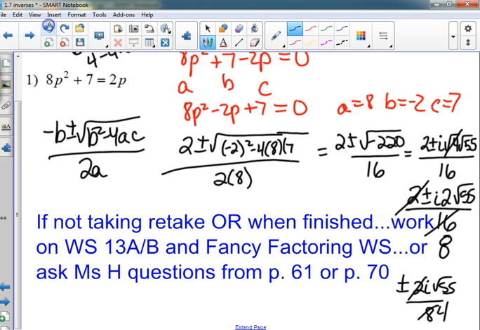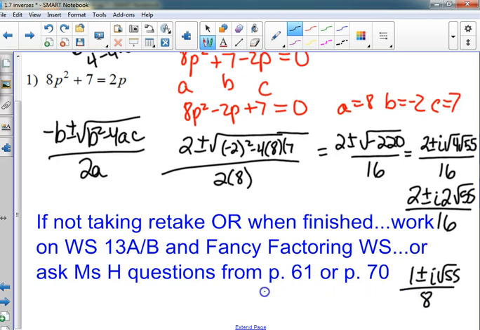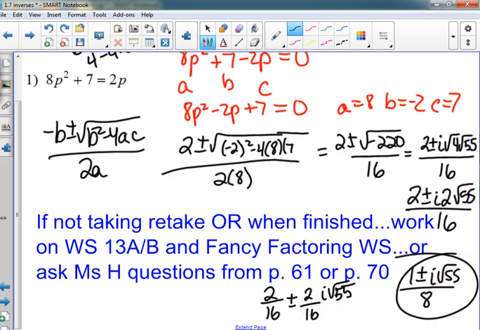Back off. We got all the way back here. It was wrong. What can we do here? We can reduce all the coefficients by 2, but we can't cancel anything. This 2 and this 16, we could make 1 plus or minus i square root of 55 over 8. Or, like I usually teach it, separate it: 1/8 plus or minus 1/8 i square root of 55. I don't care, but it should be reduced at some point and reduced correctly. Questions?